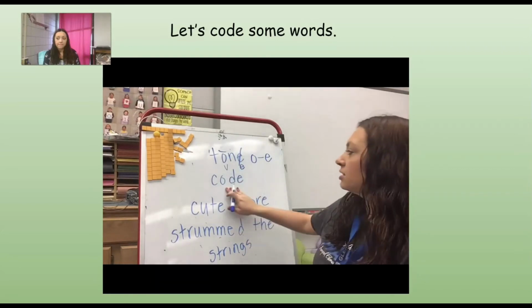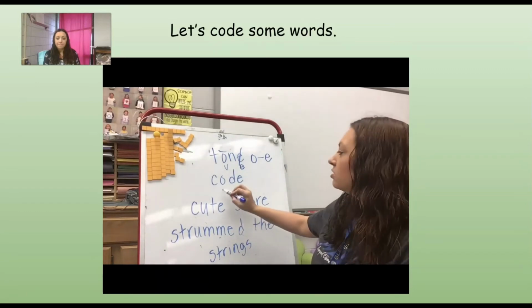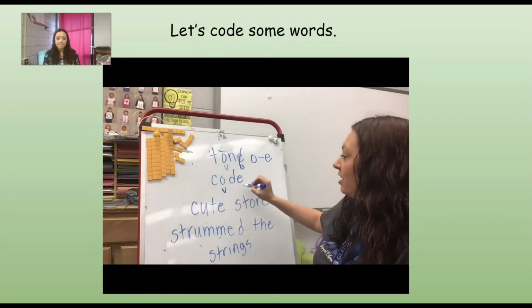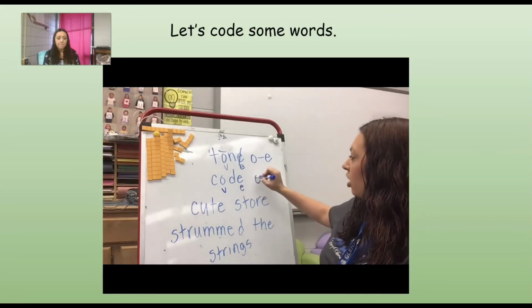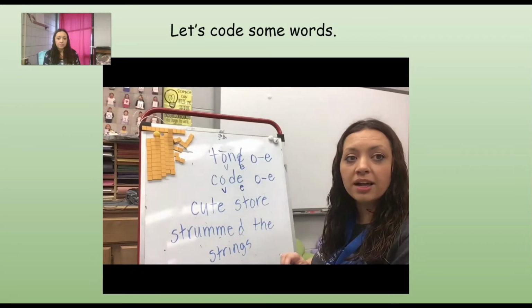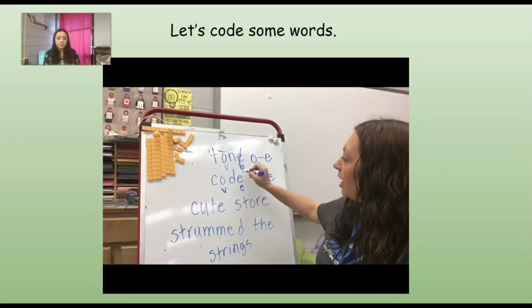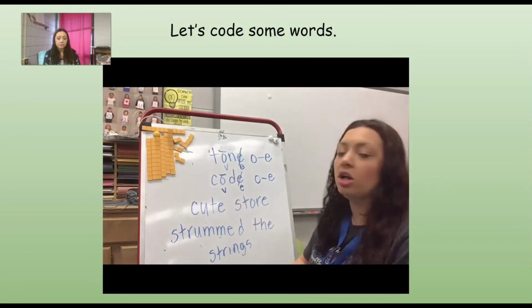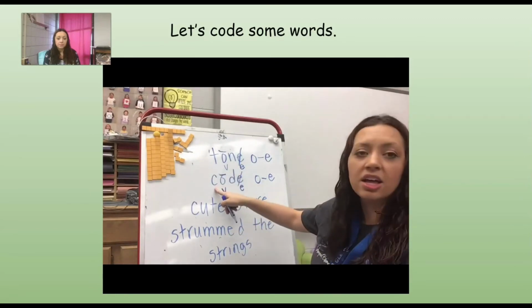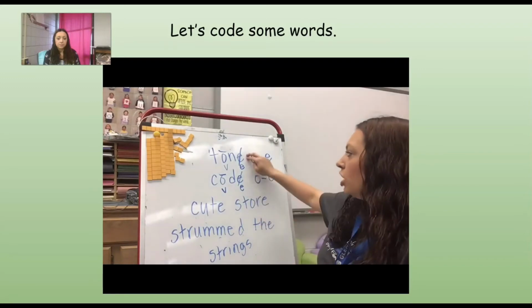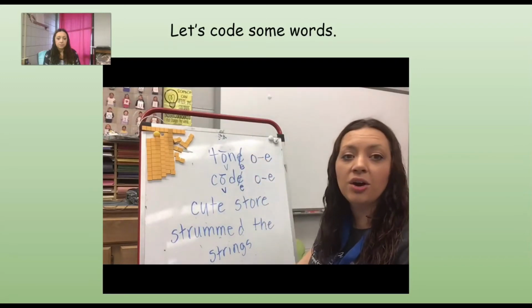All right, let's look at our next one. Where are our vowels? That's right, I have a vowel here, and I have a vowel here, but it's an E. So that's another O consonant E word. So I know that when I code that word, I'm going to code it the same way. That E is going to become silent, and that O is going to make a long sound. So I'd say code. Code. Very good. So tone and code.